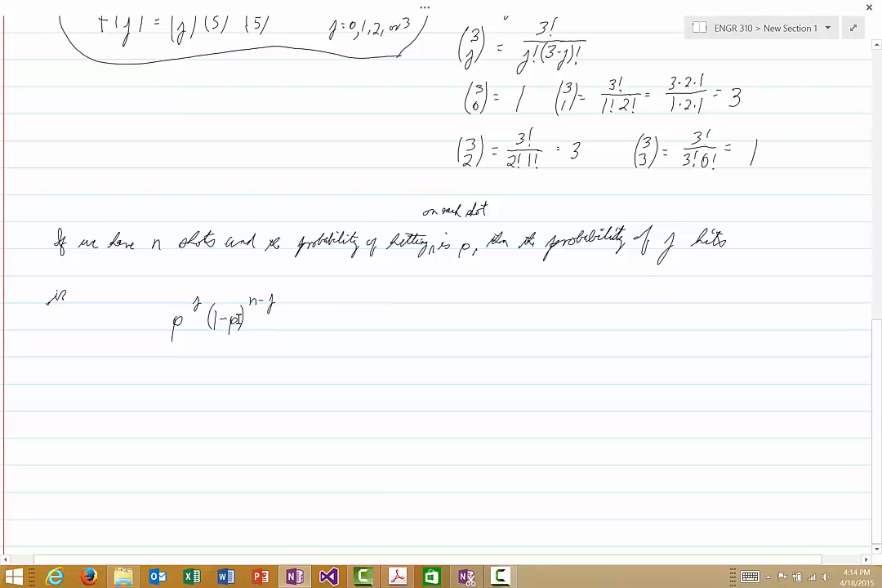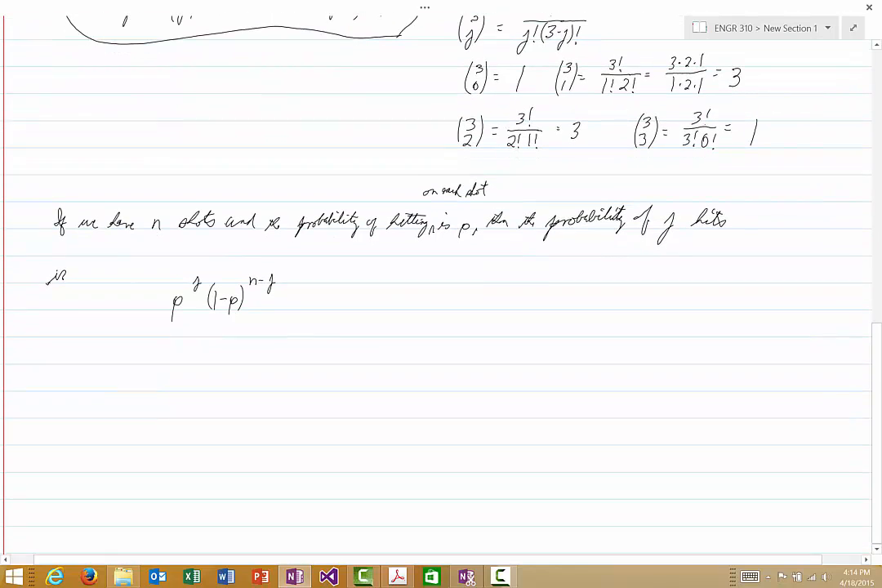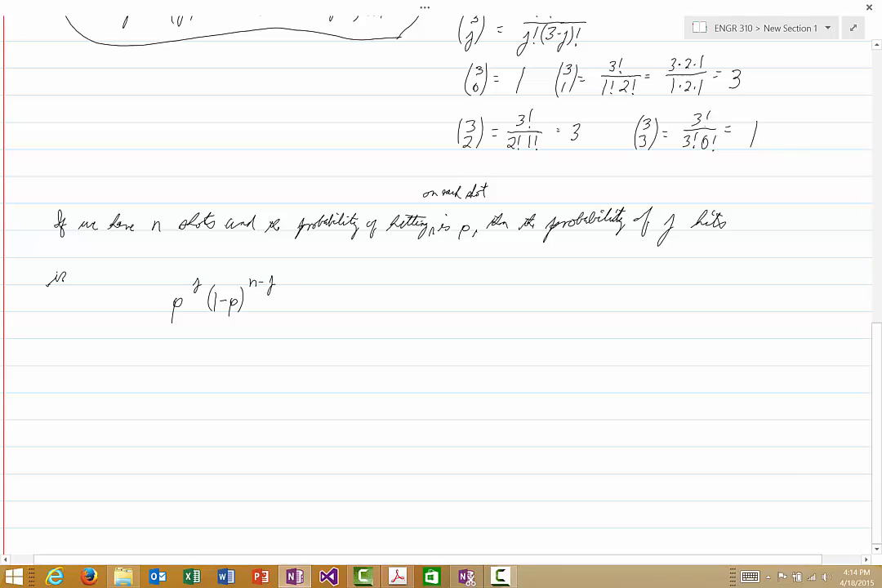So we have 1 minus p, which is the probability of each miss, times n minus j, which is the number of misses. But now we have to account for that term out in front, which will be n choose j. Now, where does that come from? Well, think about it this way. We're looking for the probability of hitting j times out of a total of n shots.